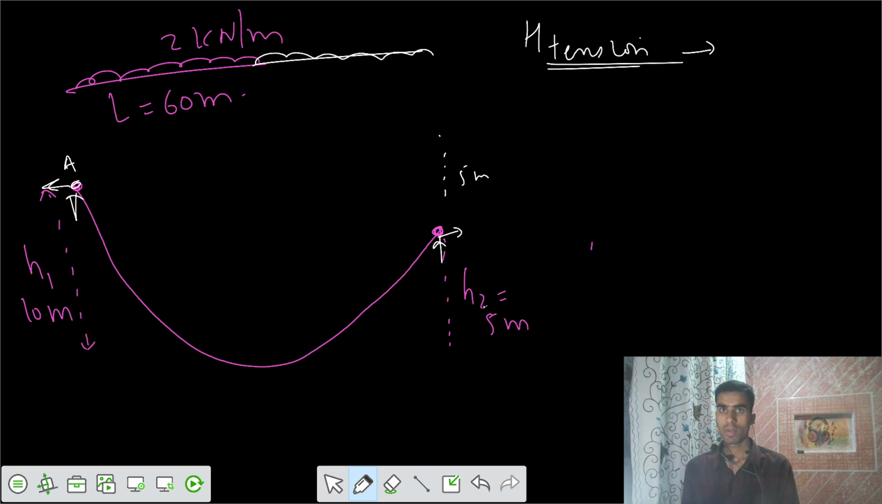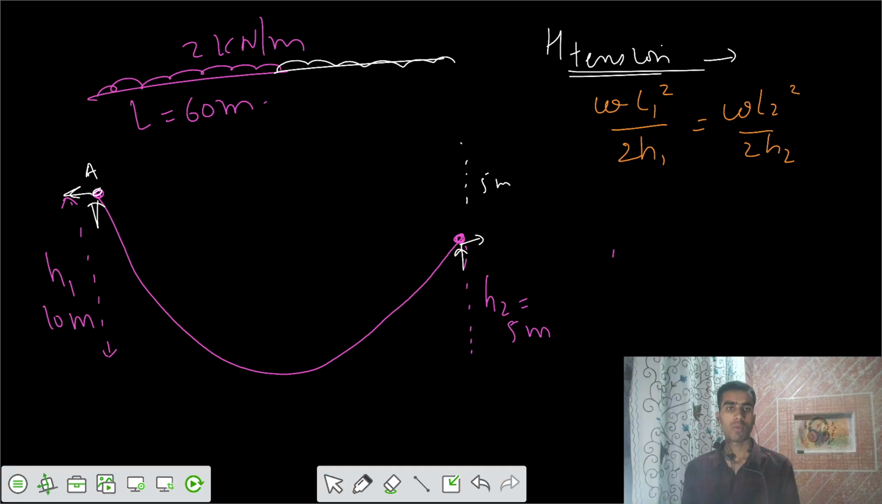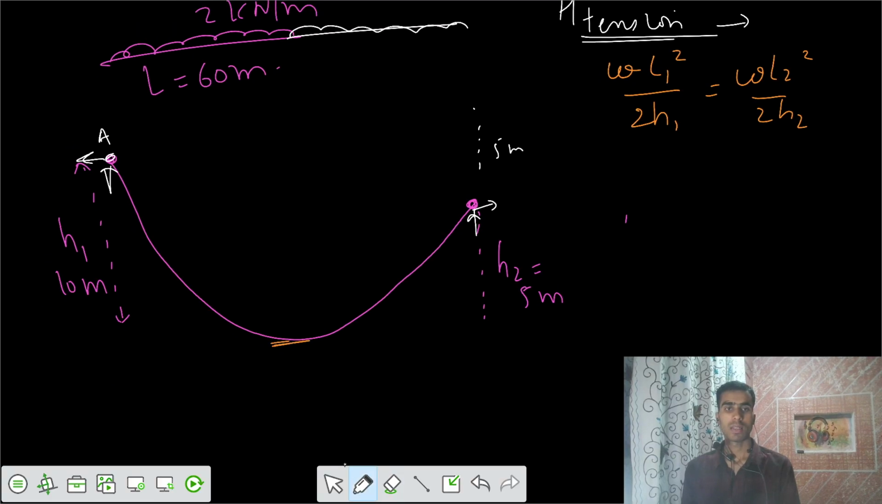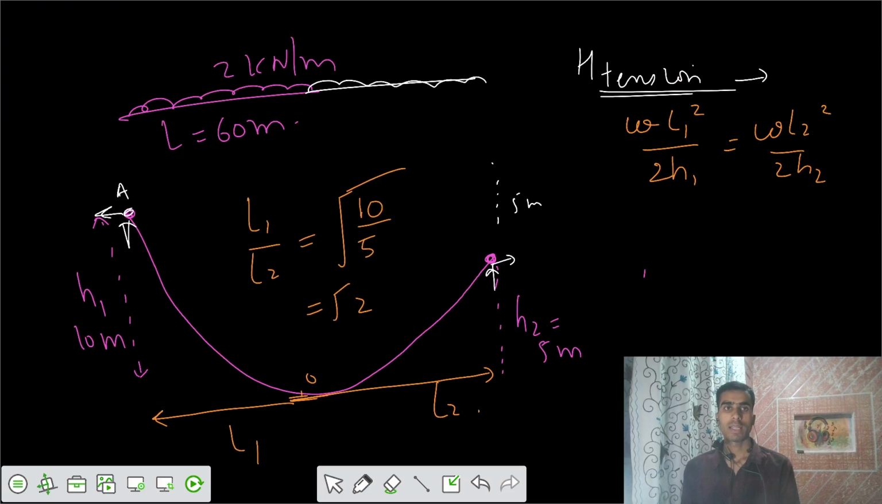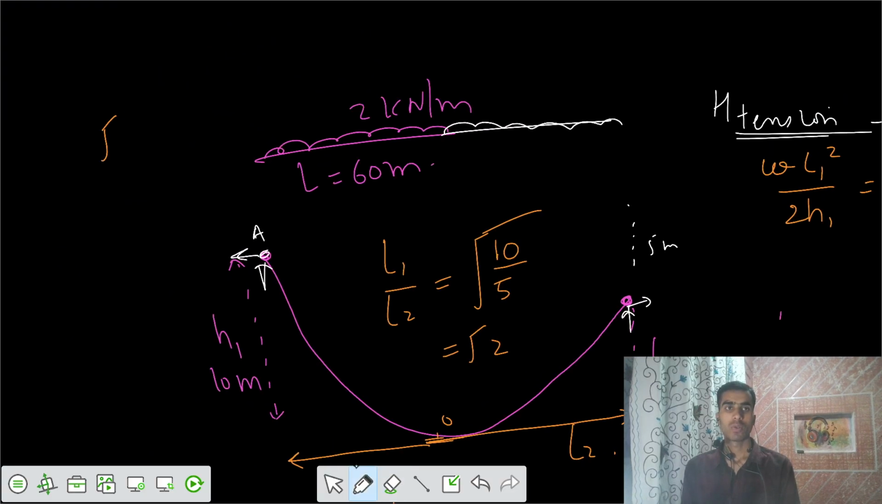Is it easy? Can you do that? For the horizontal tension, we have the equation WL1 squared by 2 H1 equals WL2 squared by 2 H2. You can solve for either side. So for that, you need to get the values of L1 and L2. Let's say the origin is here. This is L1, this is L2. And I have the equation L1 by L2 equals root of H1 by H2, that is root 2. Total length is 60, so I would write root 2 times L2 plus L2 equals 60.